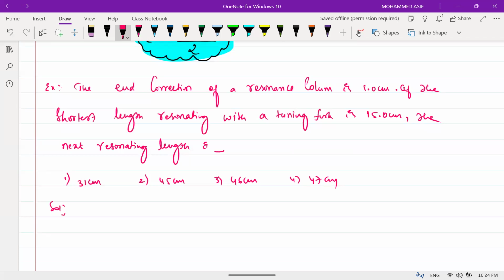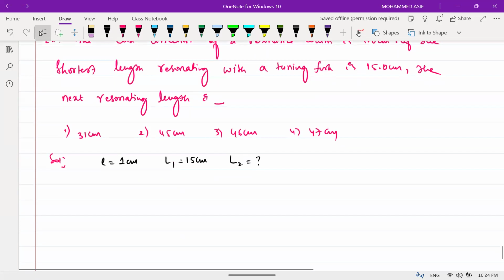What is given for me? See in the data, the end correction of the resonance column, E, is given. E is equal to how much? 1 centimeter. If the shortest resonating length with a tuning fork is 15 centimeter, that means shortest means L1. L1 is equal to 15 centimeter. The next resonating length will be equal to how much? L2 is equal to how much?